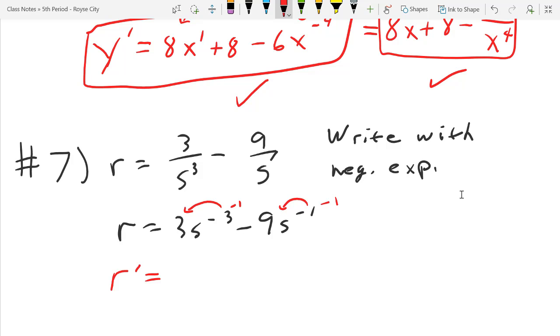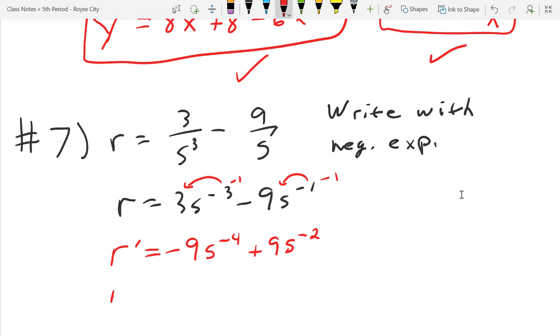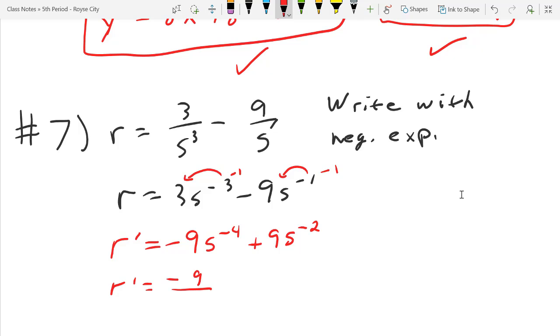So the negative 3 times 3 is negative 9, s to the negative fourth, plus 9, since I'm multiplying negative 9 and negative 1, s to the negative 2. Okay, and so I'll go ahead and write this with exponents back in the denominator. So we'll have negative 9 over s to the fourth plus 9 over s squared.